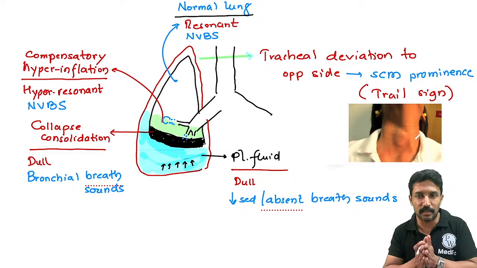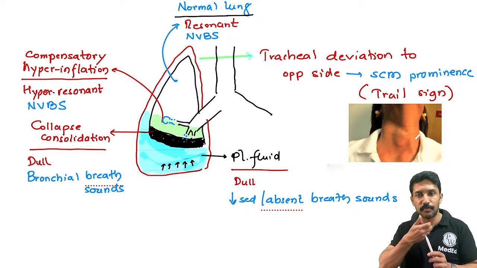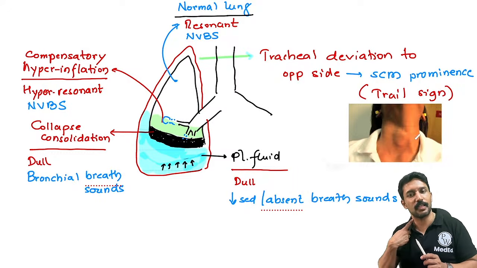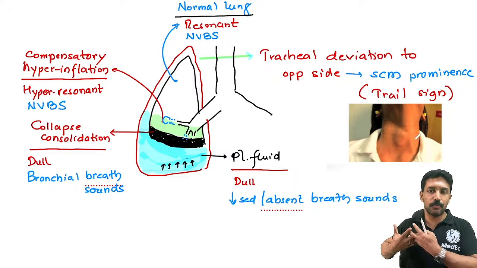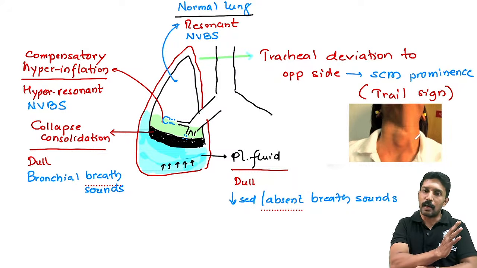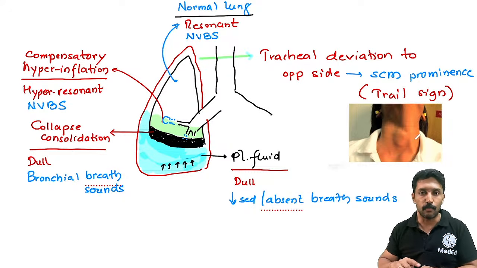Okay, this is something that examiners try to confuse you with. Have the clarity. When the lung collapses, it pulls the trachea to the same side. So Trail sign will be positive on the same side. When effusion happens, it pushes the trachea to the opposite side. So Trail sign will be there on the opposite side.